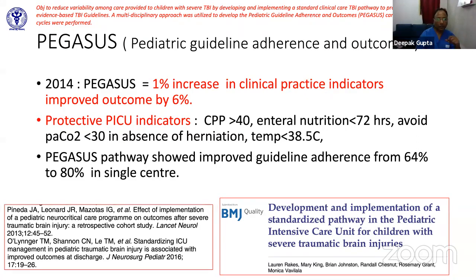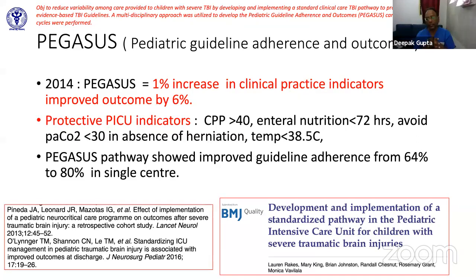They identified protective indicators, that is a CPP of more than 40, enteral nutrition when started within 72 hours, avoidance of hyperventilation or PaCO2 less than 30 in absence of herniation, and maintaining a normal temperature, that is temperature less than 38.5 degrees Celsius. So this Pegasus pathway showed improved guideline adherence from 64% to 80% in a single center.